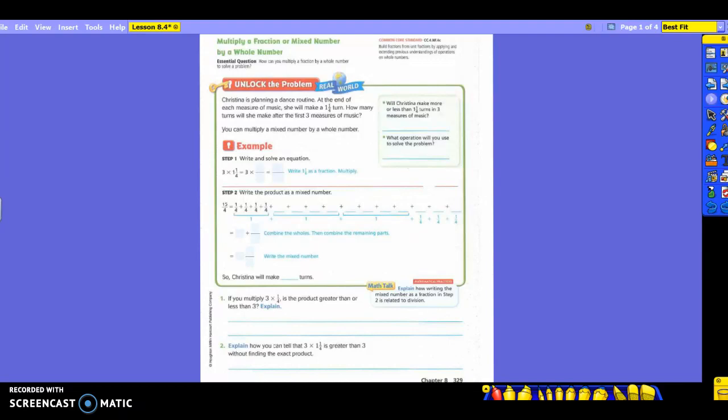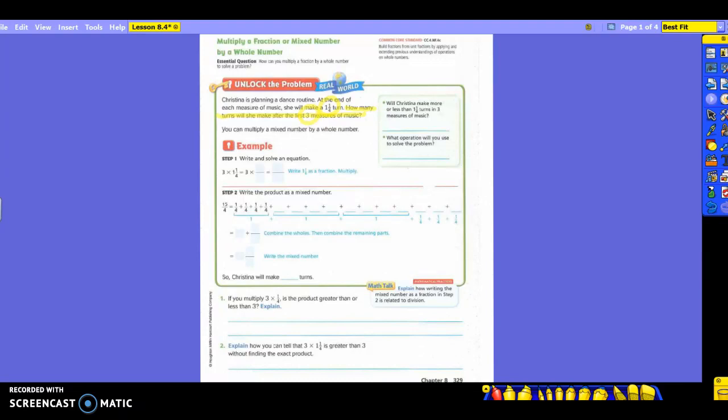So your question is, repeat it please. How many turns will she make after the first 3 measures of music? All right. So at the end of each measure, she's making what kind of turn? 1 1/4. And we're looking for after how many measures? 3. We are going to multiply a mixed number by a whole number now, but before we do that, we need to answer the questions over on the right.